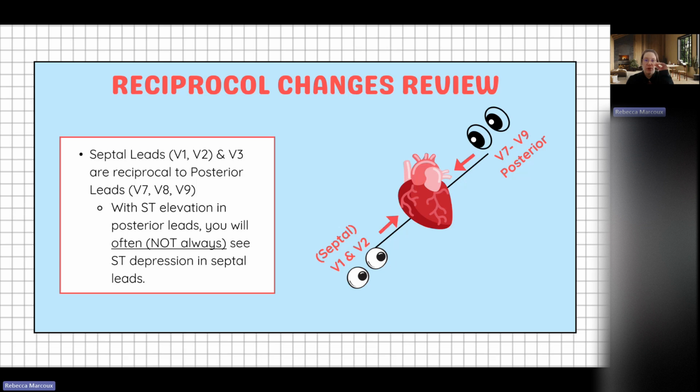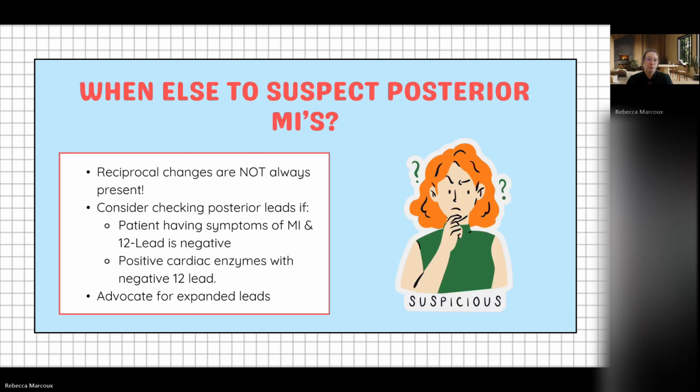And this is just a review of our reciprocal changes. So again, our septal leads, V1 and V2, are reciprocal to V7 to V9. So with ST elevation in our posterior leads, you would often see ST depression in V1 and V2. And I think I already talked about this, but just to reiterate, we don't always see reciprocal changes.